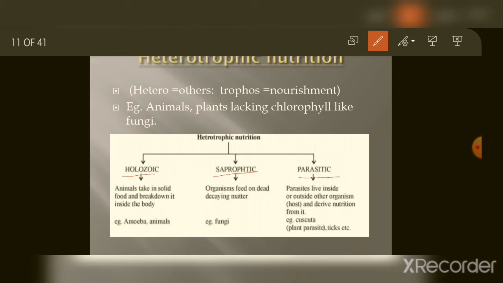Next is saprophytic, which are the organisms that feed on dead and decaying matter, for example fungi. And parasitic, these are small parasites which live inside or outside another organism. The organism on which it lives is known as the host, and the organism which lives on the host is known as the parasite. It derives nutrition from the host. For example, Cuscuta is a plant parasite.